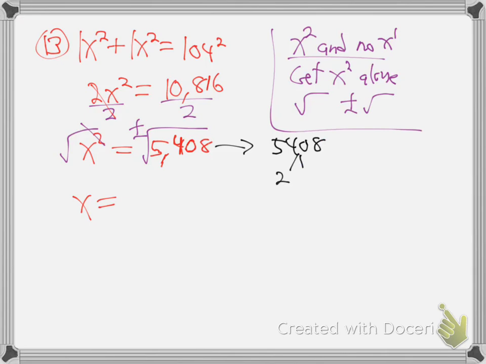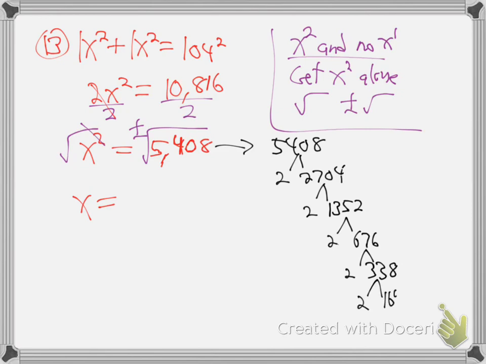So I got to take this 5408, break it down. I know 2 goes in. That's about all I know. 2's got to go in. That leaves 2704, and I know 2 goes in again. That's going to be 1352, and 2 goes in again. 676, and 2 goes in again. 338, and 2 goes in again. To 169. And 169, you try different numbers, it's 13 times 13. All right, what a breakdown.